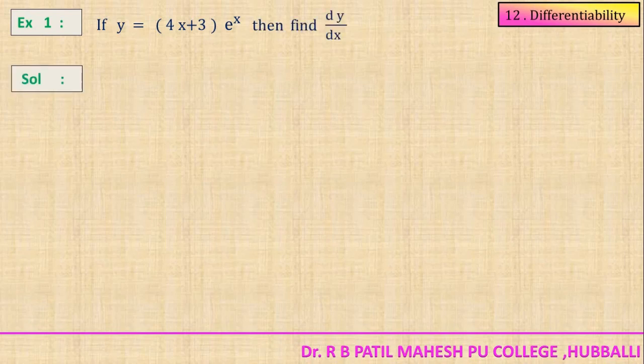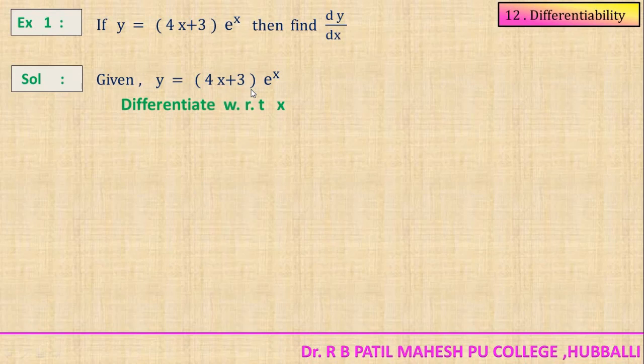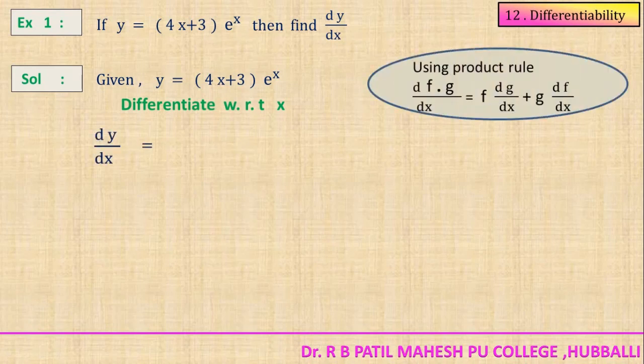Now this is a simple example. The given function is (4x plus 3) into e raised to x. This is a product of two functions, standard functions. So we differentiate this using the product rule. Let me recall the product rule: we keep the first function as it is and differentiate the second one, plus the second function as it is and differentiate the first one, that is 4x plus 3.